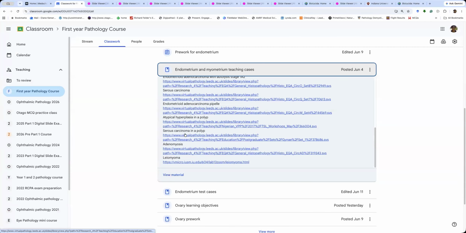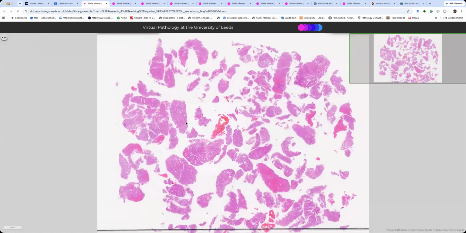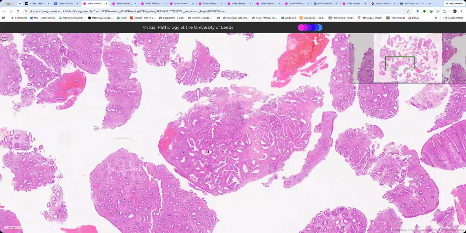Next. I think I missed this one out. All right. So we look at this at low power. Donuts, donuts, donuts, not donuts. Okay. Atypical hyperplasia can be patchy. Simple hyperplasia, hyperplasia without atypia, is quite often uniform.